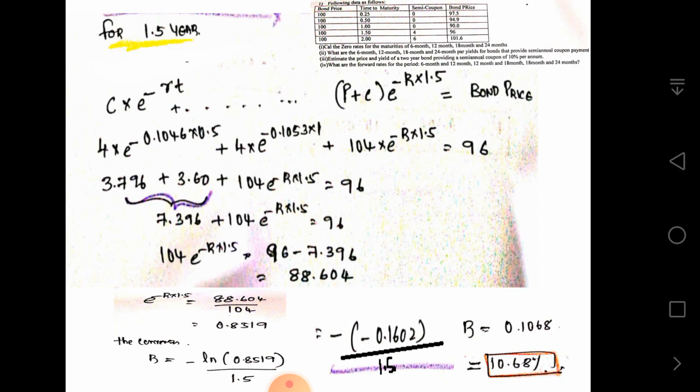Next, what you need to do is first simplify the ln value, that is, the ln value of 0.08519. If you simplify, you will get a minus value, minus 0.1608. The ln value of 0.8519 would be minus 0.1602. Minus into minus becomes positive, and divided by 1.5, you will get the r value as 10.68. Okay, this is for 1.5 years.